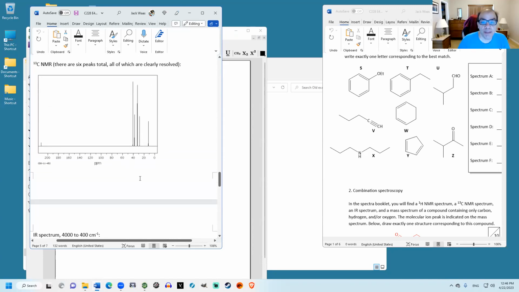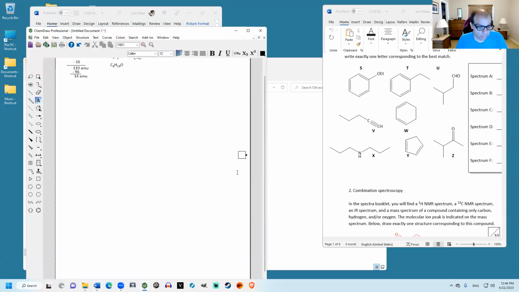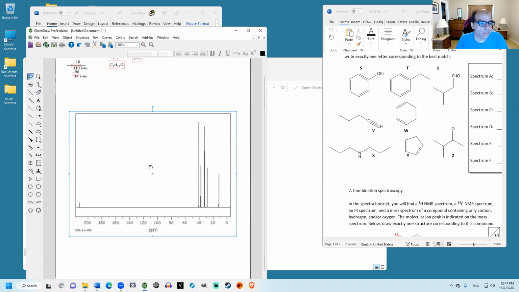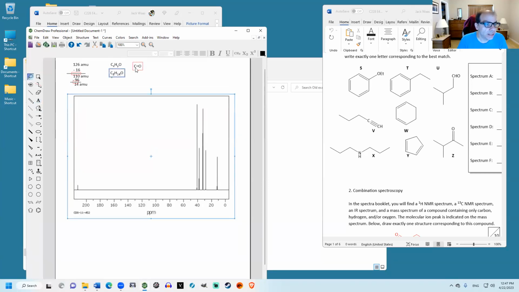Step 3, look at your carbon NMR spectrum and see what you can learn from there. And in the carbon spectrum, we see 6 peaks, but there's 8 carbons. So that means there has to be some kind of plane of symmetry. There has to be some symmetry to the molecule in order for there to be 8 carbons, but only 6 peaks. Notice that we can very clearly see the C double bond O right over there.